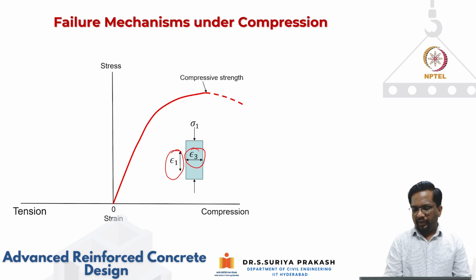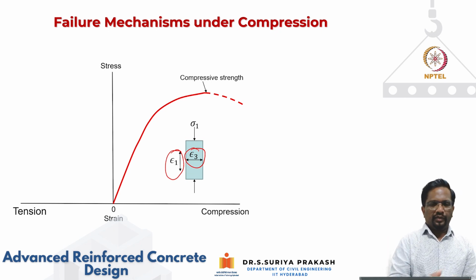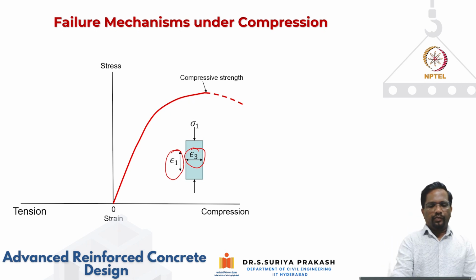This is the way the stress strain curve is going to behave, right? We have seen it in the previous slides also. You get this nice parabolic stress strain curve, and then you're going to have post peak behavior. So this is the way, what we are plotting here is stress sigma 1 versus epsilon 1, which is your longitudinal strain.